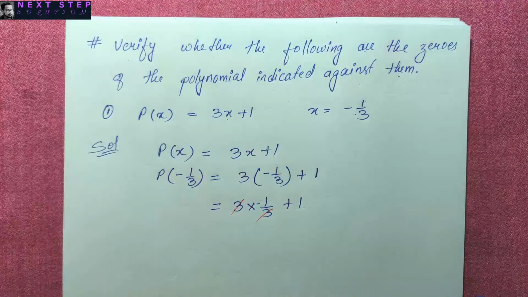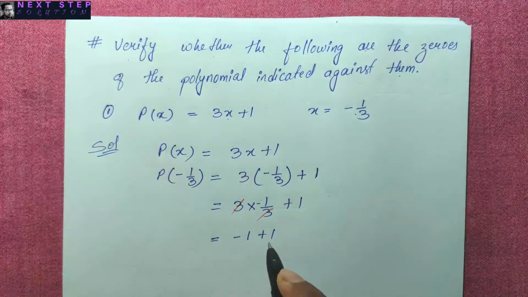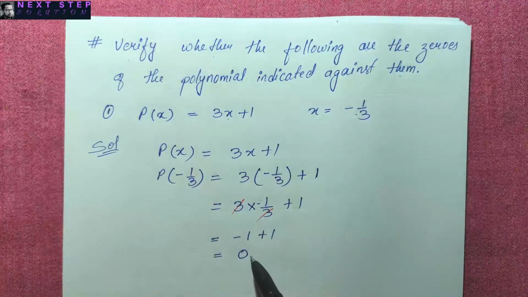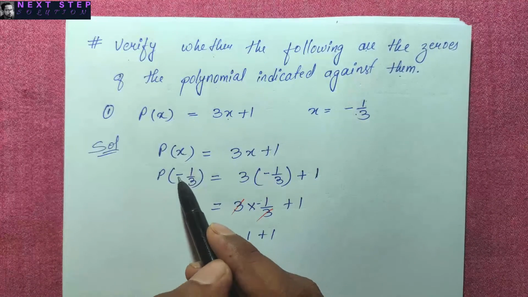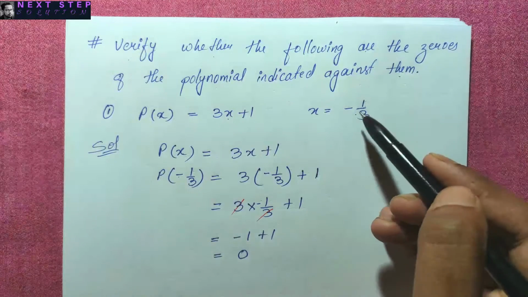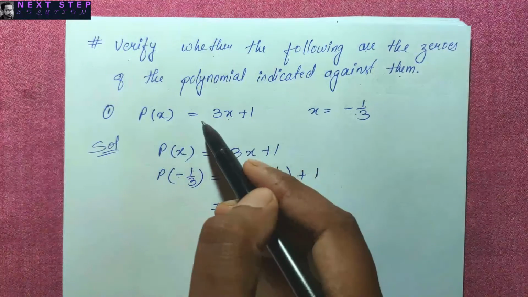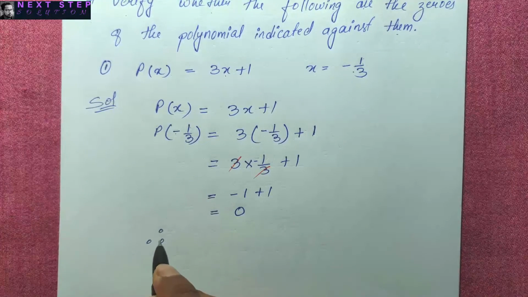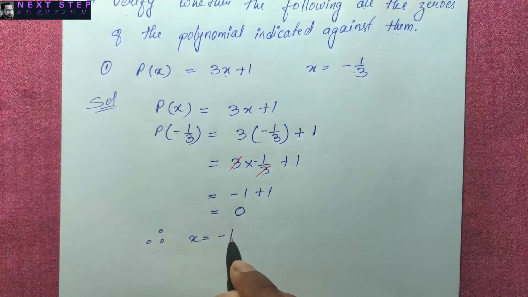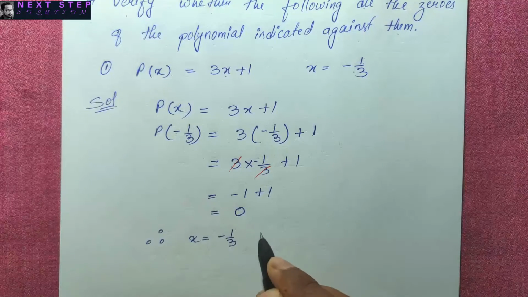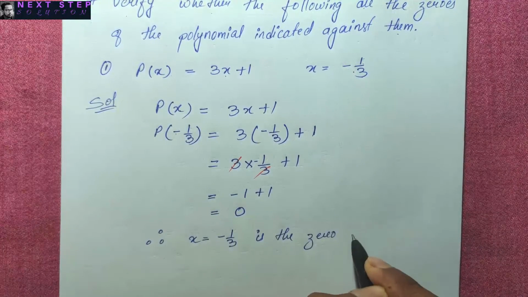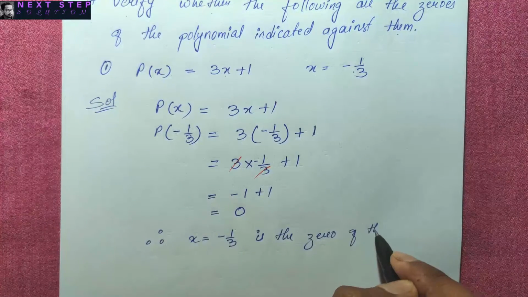These 3 and these 3 can be cancelled, and after cancelling we have minus 1 plus 1. Minus 1 plus 1 becomes 0. So the polynomial becomes 0 if we take the value of x as minus 1 by 3. Therefore minus 1 by 3 is the zero of this polynomial. So we write it as, therefore x equals minus 1 by 3 is the zero of the polynomial.